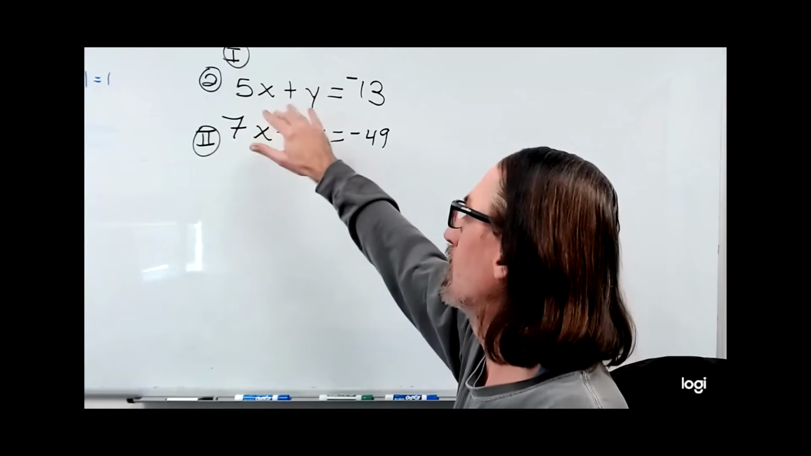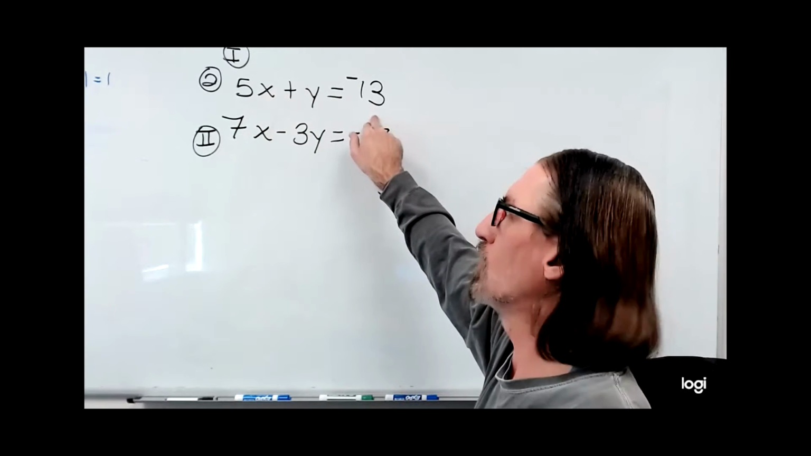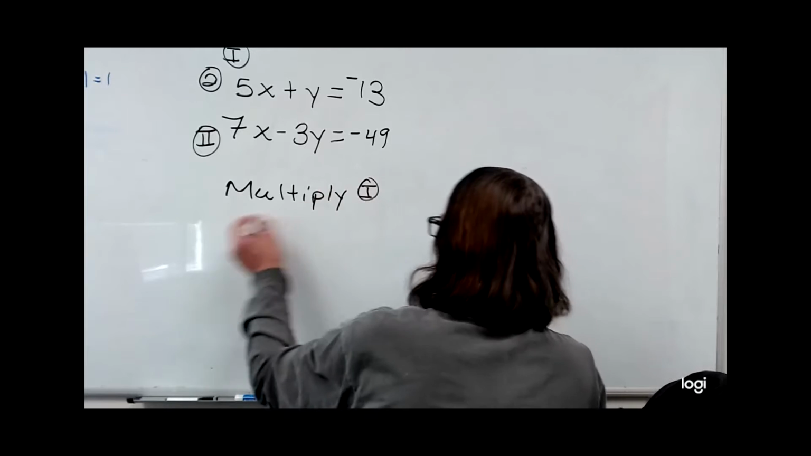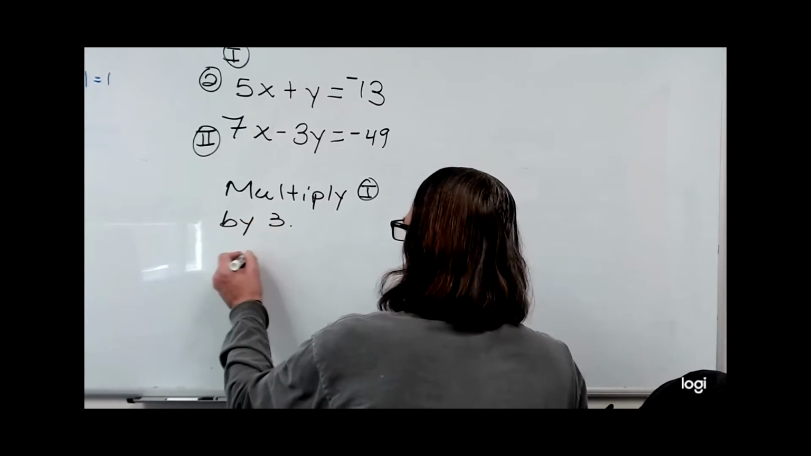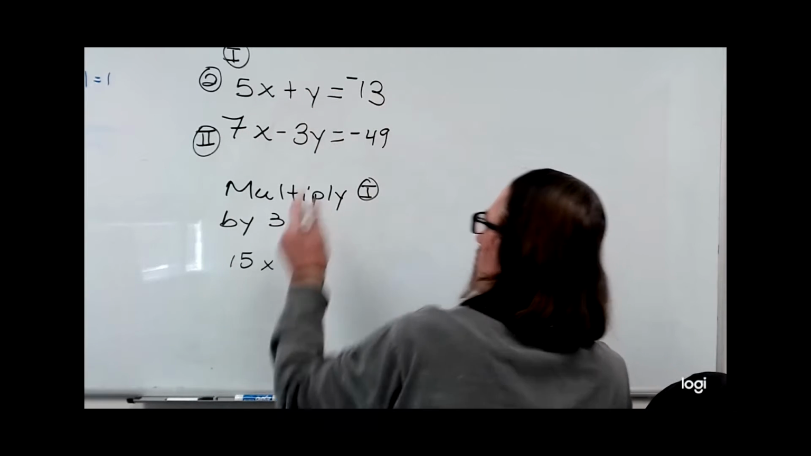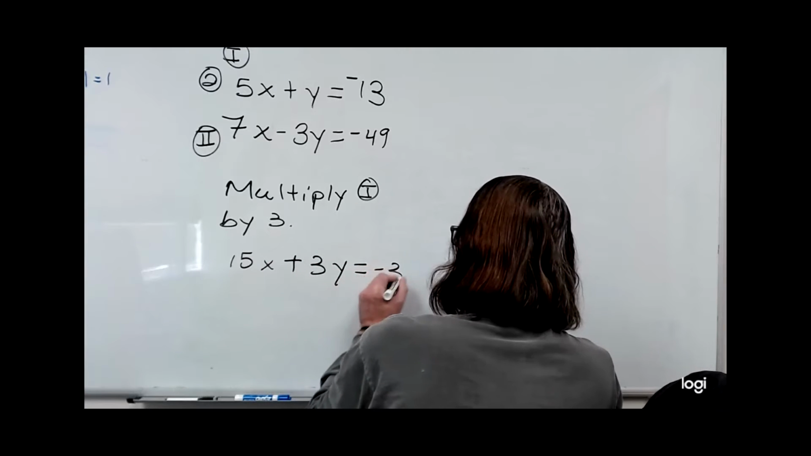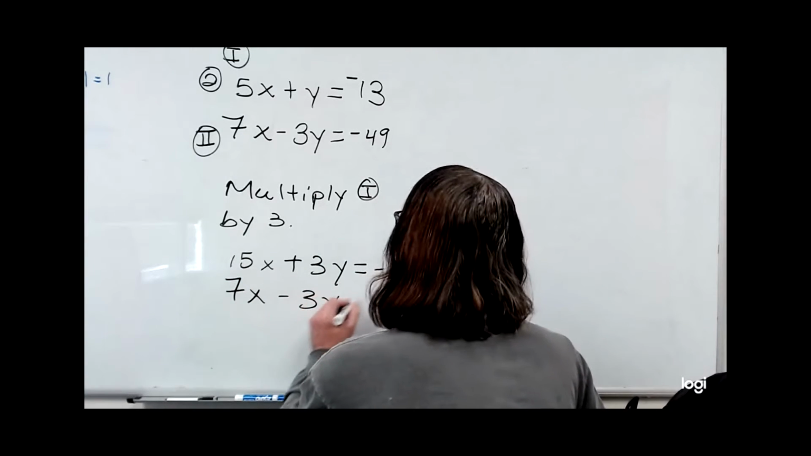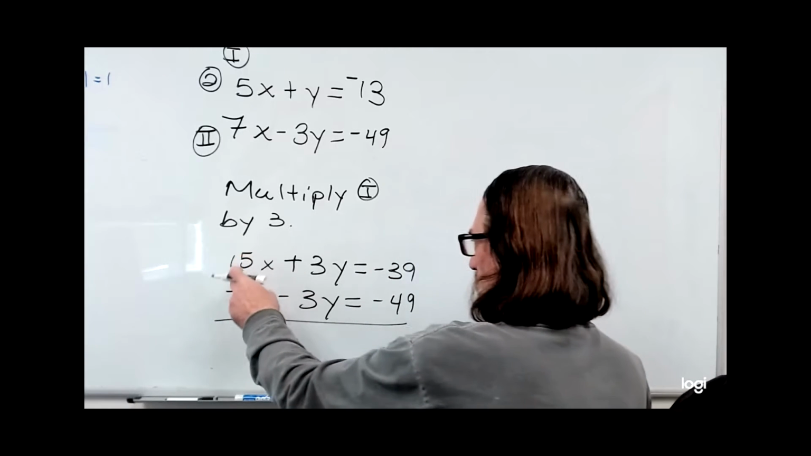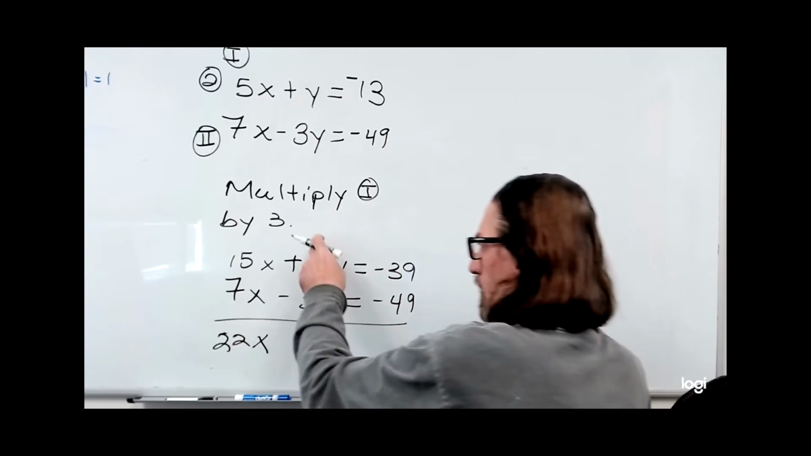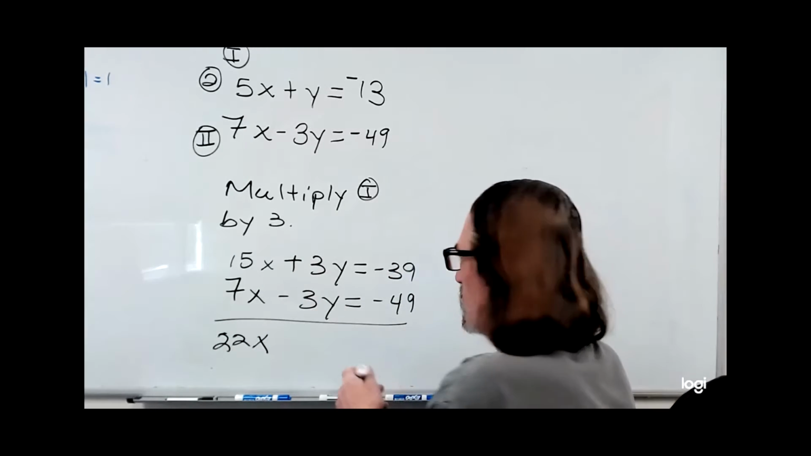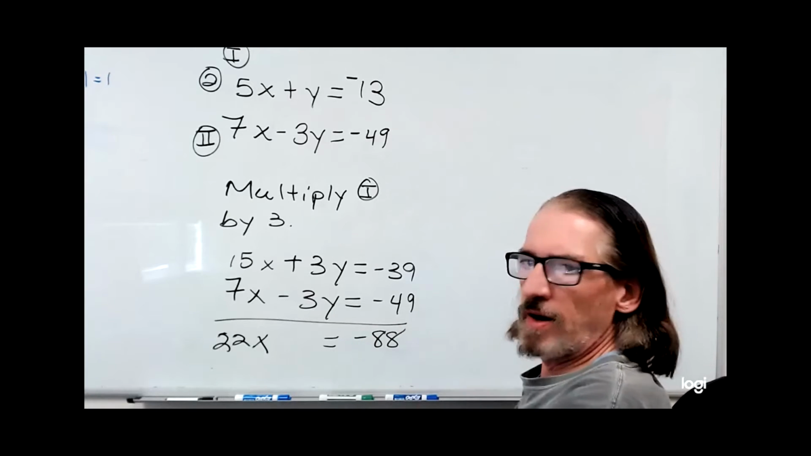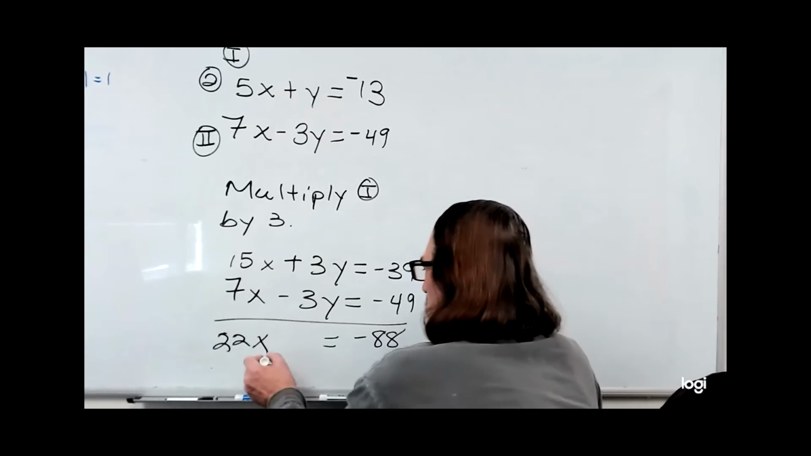Well, I could multiply every term on both sides of equation 1 by positive 3. That has to be done to all terms on both sides. Now I can add that to equation 2. It's going to give me 22x. The y's cancel because we've got 3 and negative 3 as coefficients. And negative 39 minus 49 will give me negative 88. Dividing both sides by 22, I'll get that x equals negative 4.